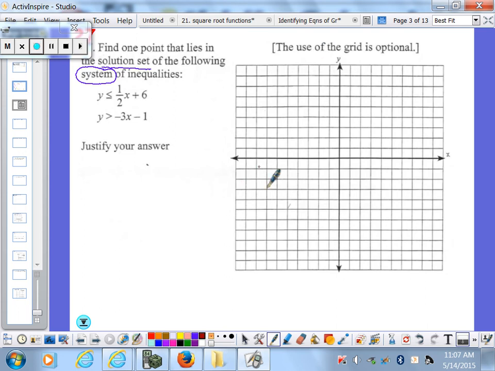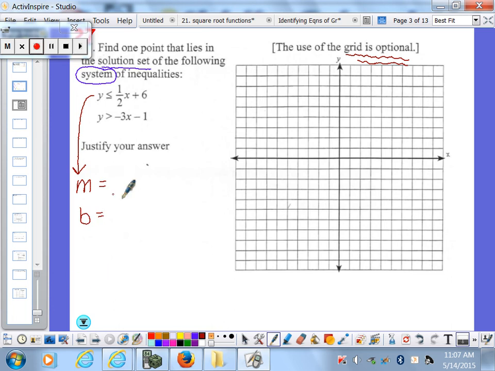When the question states the use of a grid is optional, I usually like to think of that as being that the grid or using the graph paper is the easiest way to do this question. So what I'm going to do is graph this inequality, and then I'll graph the other one on the same plane. Remember, we are never allowed to graph any function until y is by itself. In this case, y already is. So I'm going to identify my slope and my y-intercept.